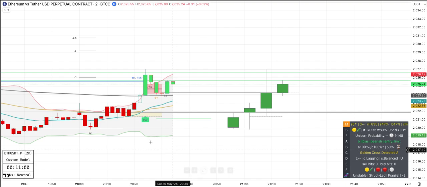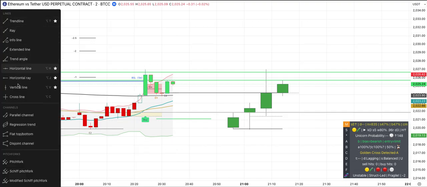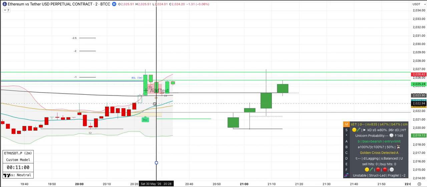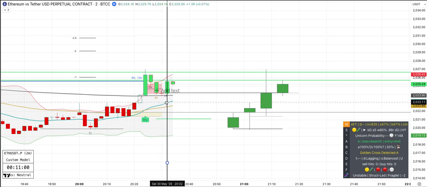How do you enter? Well, there was a cross confirmation right here. This candle, which was the buy signal, was a cross. This is when the cross happened. 21 crossed over the 50. So what do you do after that? Count four candles. A1, A2, A3, A4.